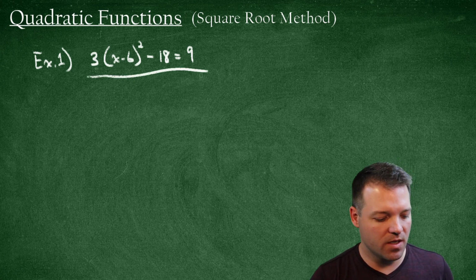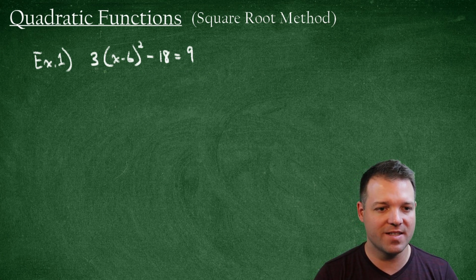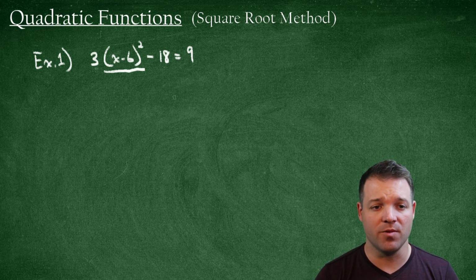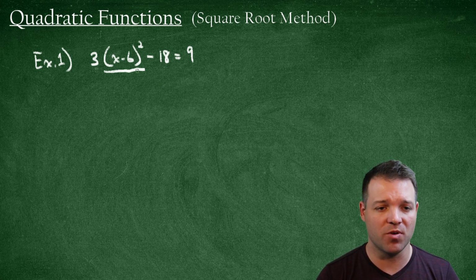So here's my equation, and we can first identify the nasty bit here, which is this x minus 6 squared. So we need to isolate that. We need to get it all by itself, so that way we can then take the inverse operation, which is going to be a square root. But we need to prepare this.